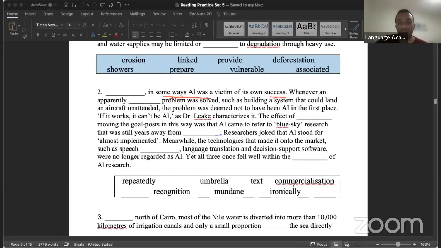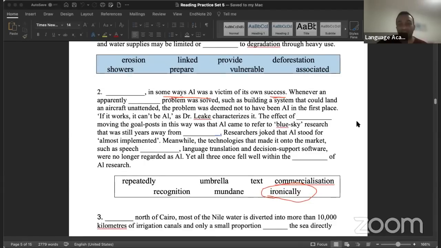So basically want to tell you that in some ways AI was a victim of its own success. Repeatedly, in some way, no. The right answer will be ironically, because that's the only word which is sort of like a linking word, or you can say a starting kind of word, right? So the right answer will be ironically. I think all of you got that one correct. Let me see. Some of you put repeatedly. Repeatedly, comma, in some ways, we don't really say that.